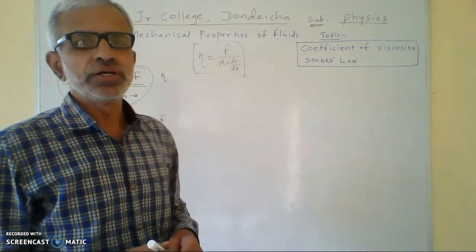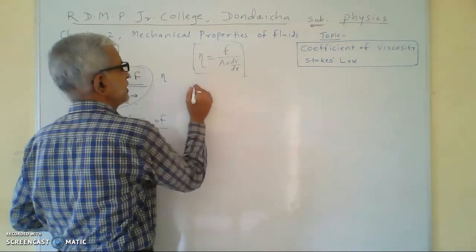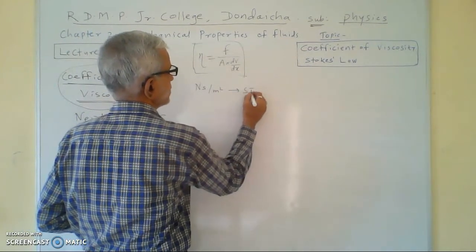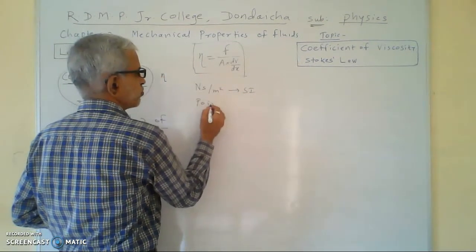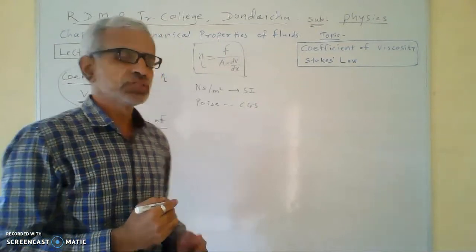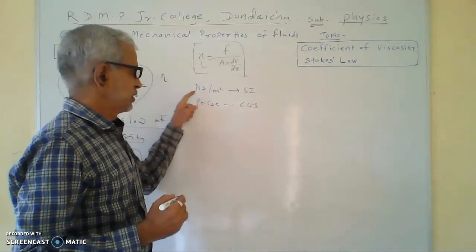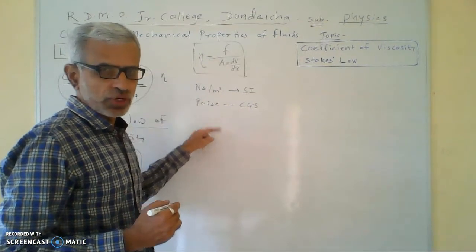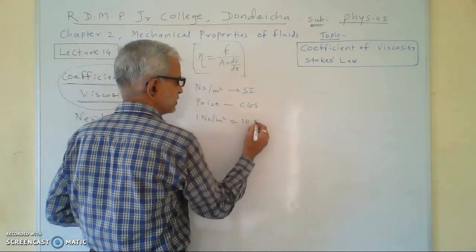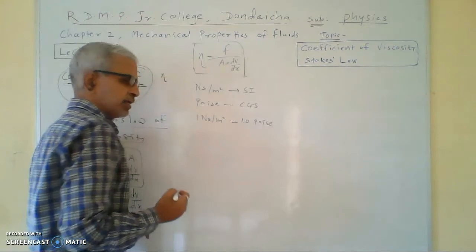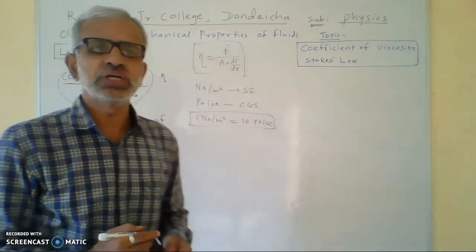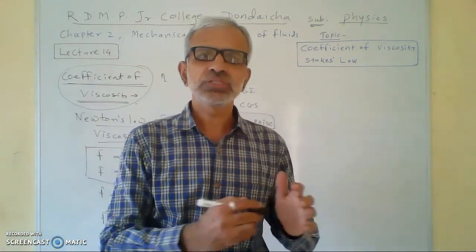Now what is the unit? What is the SI unit? Its SI unit is Newton second per meter square. This is the SI unit, and Poise is the CGS unit of coefficient of viscosity. So these are two units, Newton second per meter square and poise. 1 Newton second per meter square is equal to 10 poise. This is the relation between SI and CGS unit. So this is all about the coefficient of viscosity.